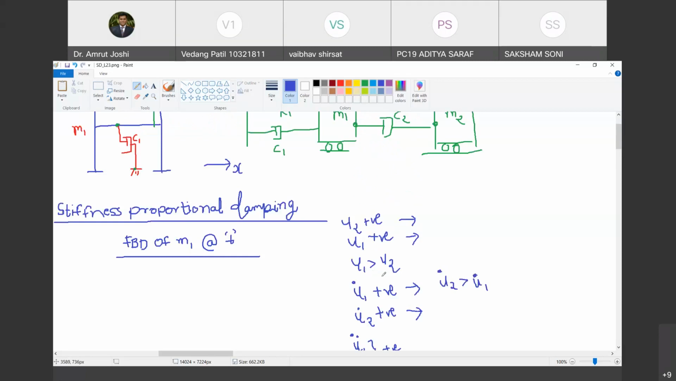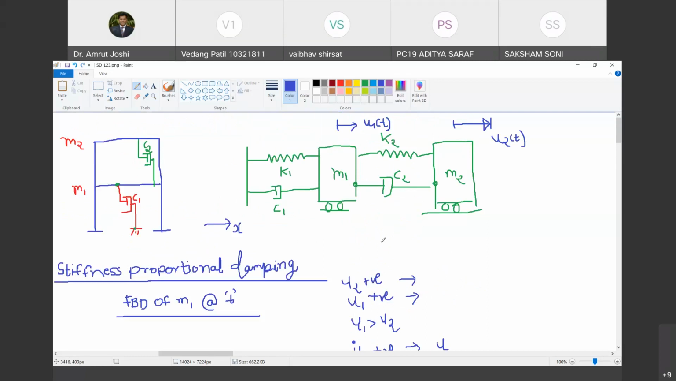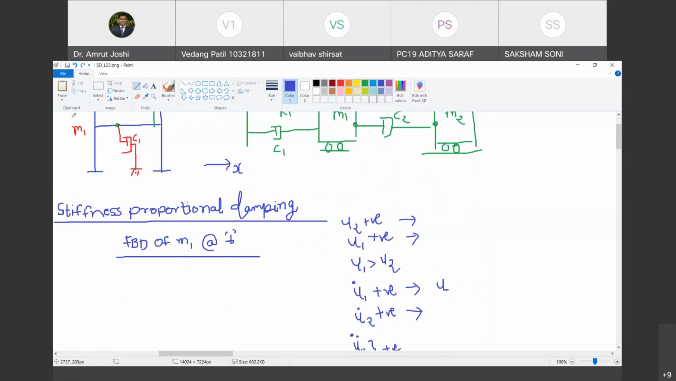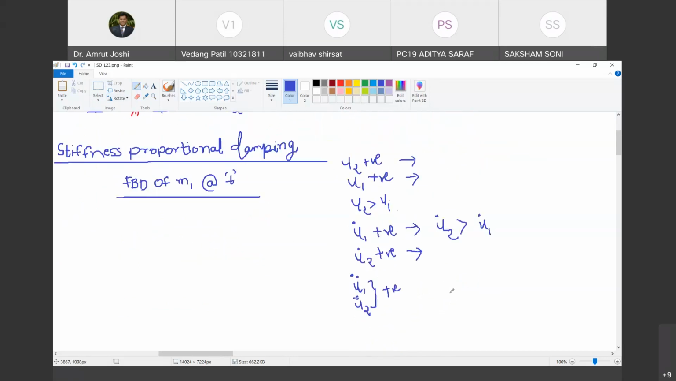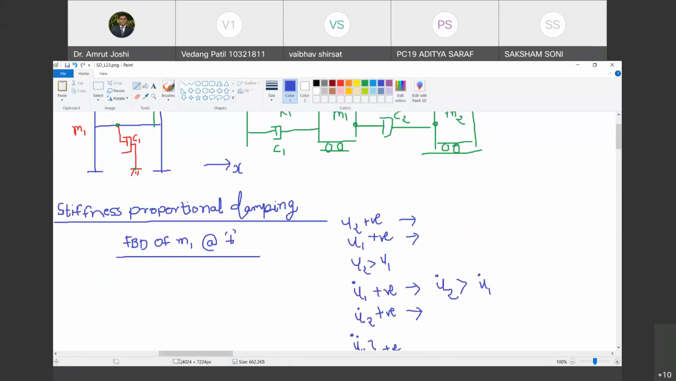Here also we have to assume that U2 is greater than U1, I'm sorry, and U2 dot is greater than U1 dot. These are the assumptions. If these assumptions are not respected, a negative sign will emerge after the analysis. So that's all right. Without loss of generality, we can assume everything positive to start with.